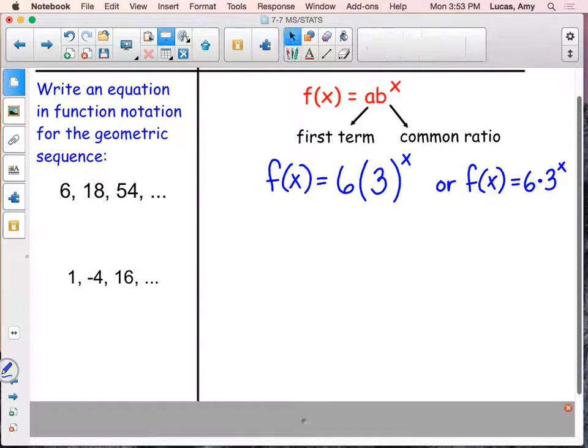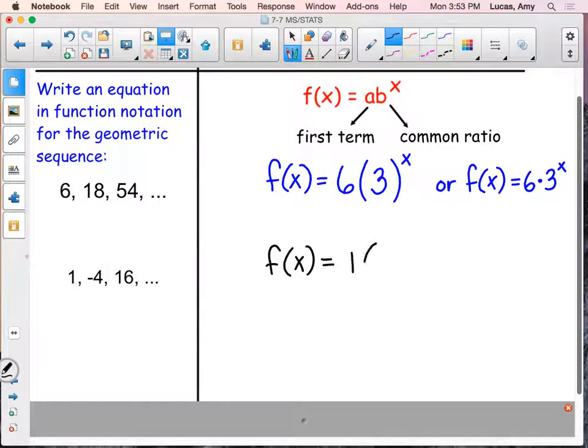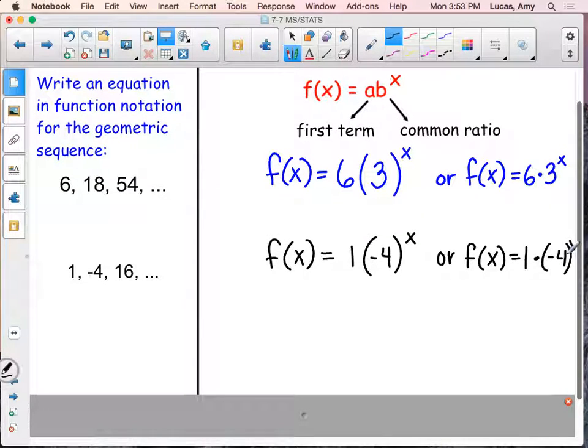The next sequence, f of x equals, my first term on this sequence is 1, and what it's being multiplied by each time is negative 4. So f of x equals 1 times negative 4 to the power of x. In this sequence, if it was written with a dot, you would still need parentheses around the -4, like that.